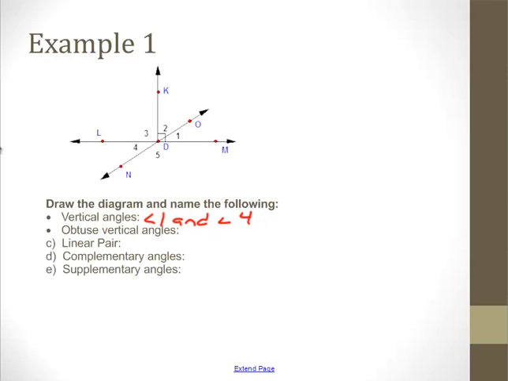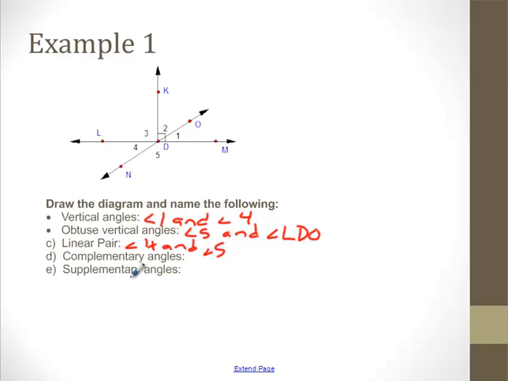Okay? Obtuse vertical angles. So obtuse vertical angles are two angles that are bigger than 90 degrees. Angle 5 is bigger than 90 degrees, and the one across from it, we can't use a number to name it. We have to use 3 letters. So I'm going to use angle 5 and angle LDO. A linear pair makes up a straight line. Here's a straight line. Angles 4 and 5 make up a straight line. You could have also said angle 1 and angle 5.